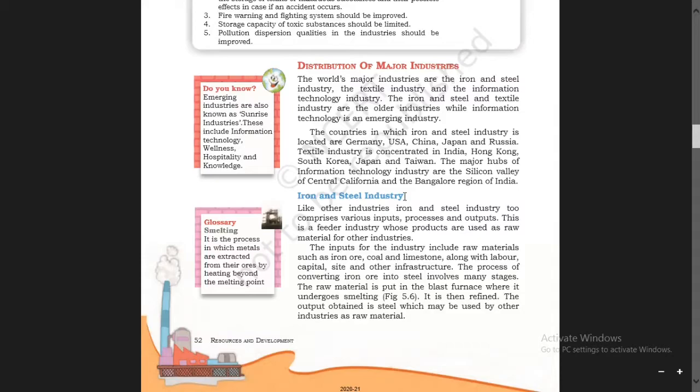Iron and steel industry. Like other industries, the iron and steel industry too comprises various inputs, processes and outputs. This is a feeder industry whose products are used as raw material by other industries. Feeder means they feed other industries.